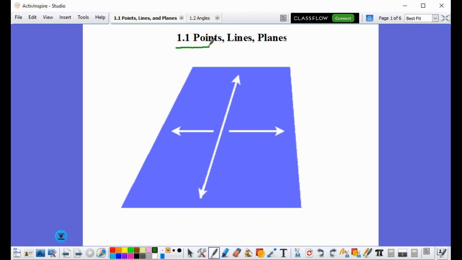So this right here is the title of the lesson. It says 1.1 Points, Lines, and Planes. Please make sure at the top of your notes, whenever we start a new section, that you always have the title. And I also would like for you to have the date. So I'll show you maybe a sample of what it should look like.